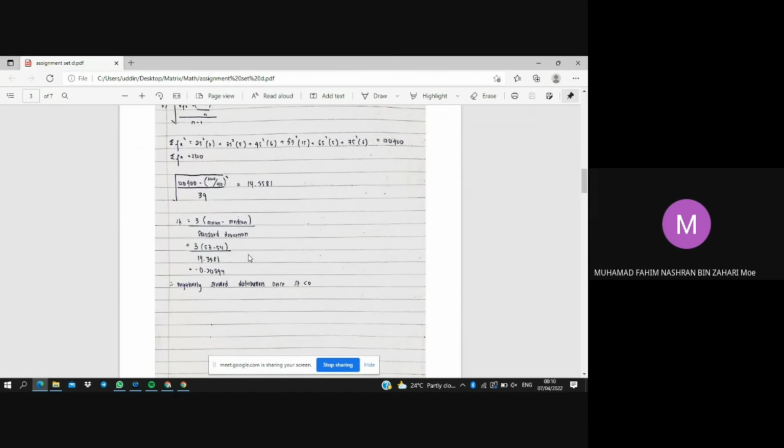Finally, to determine the shape of the distribution of plants' height, we can use the formula Sk equal to 3 times median minus mean over standard deviation. Then we substitute the values, and we get negative 0.20894. So we can conclude that the shape of the distribution of plants' height is negatively skewed, since Sk is less than 0. So that is all from us. Thank you.